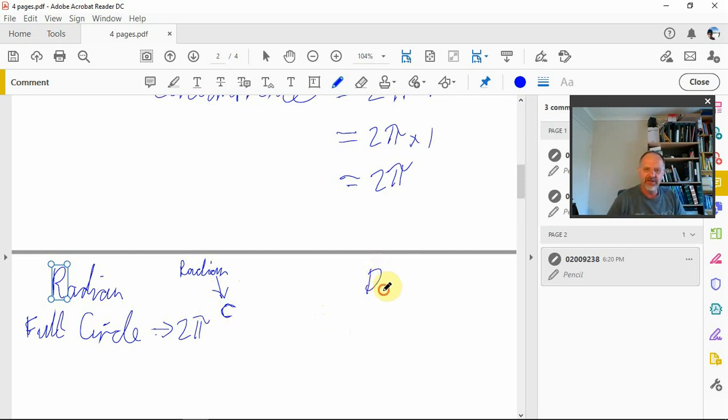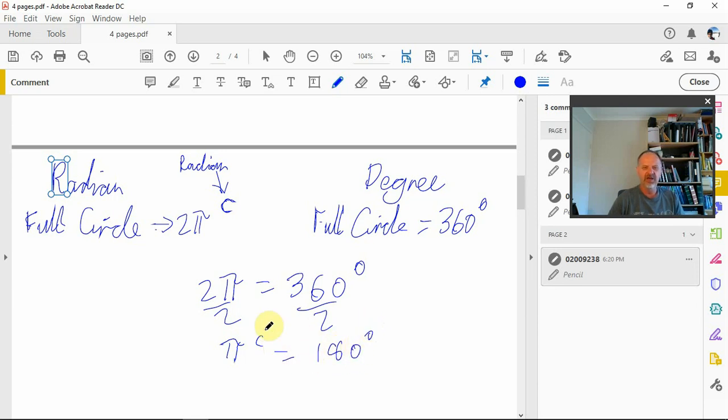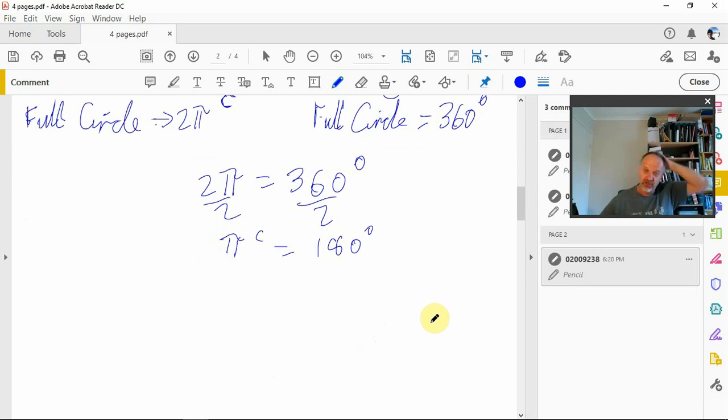But in degrees, a full circle would be 360 degrees. So from that, 2 pi radian has got to be equal to 360 degrees. And if we divide both sides by 2, then pi radian has got to be 180 degrees. And so we can use that for when we are doing conversions.